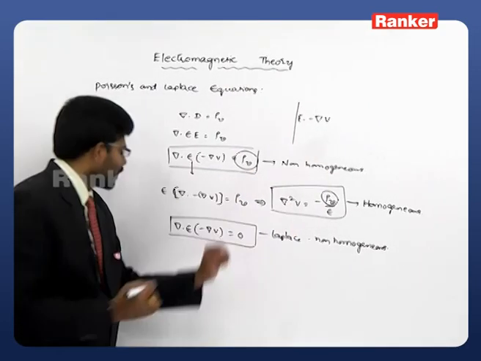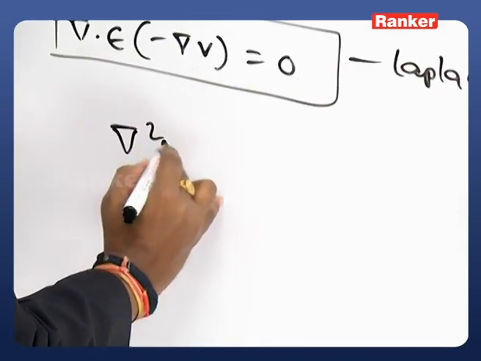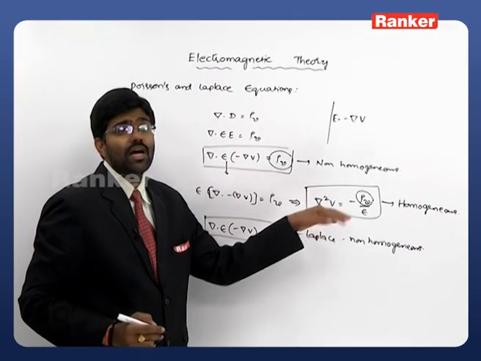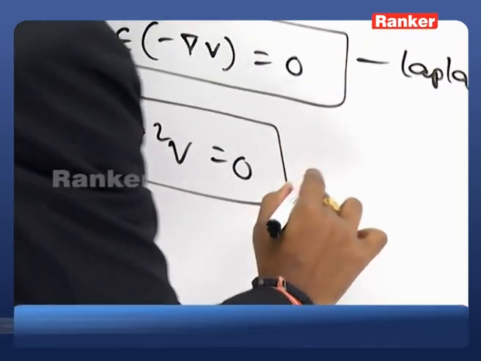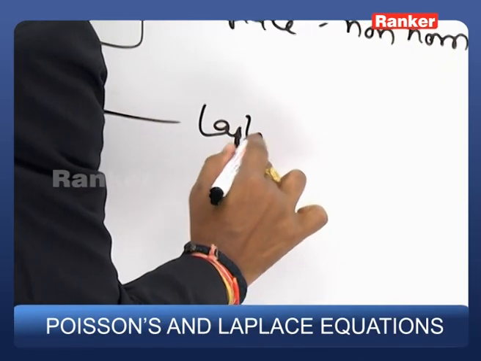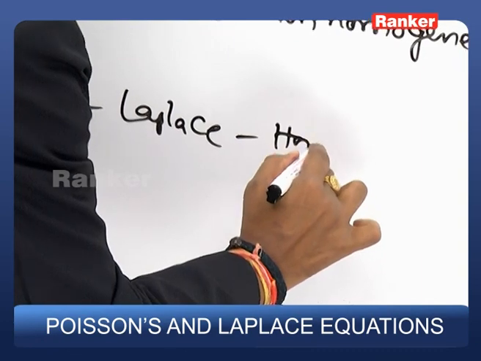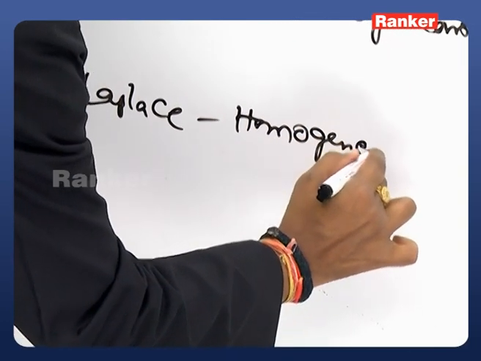And if you take this one, then it is del square V is equals to 0. Since it is charge free region, rho v is equals to 0. Del square V is equals to 0 corresponds to a Laplace equation for homogeneous medium.